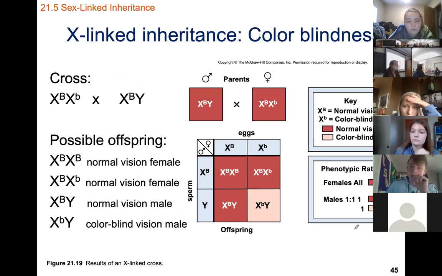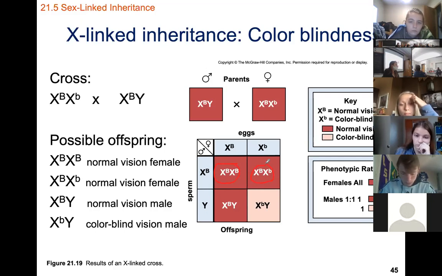Then you go to each intersection. So the parents were X^B Y and X^B X^b. So here we have X^B X^B. So that's what you write in that top left corner. The next intersection is X^B X^b. So far, no color blindness, but a carrier in that sense. Here we have a male who does not have color blindness. They have normal vision here. And then you go to the next intersection, you have X^b and Y. And that indicates that this individual would have color blindness.